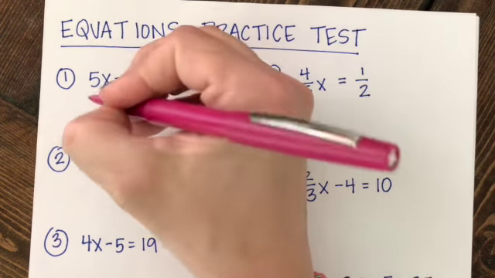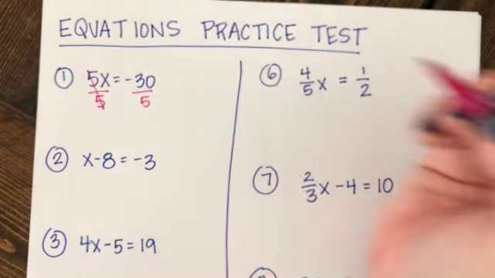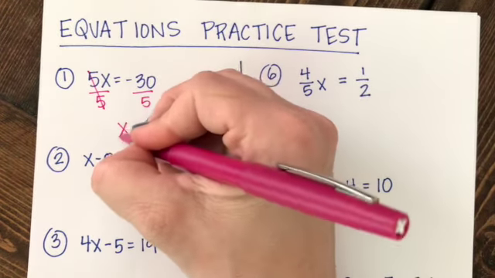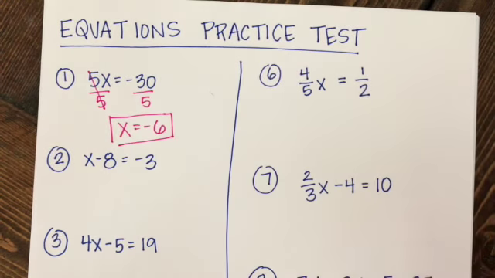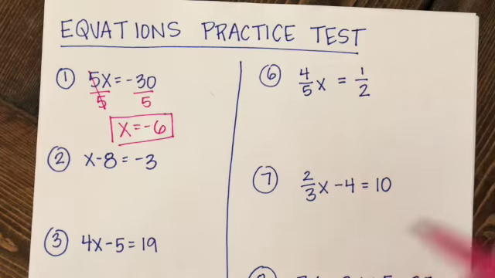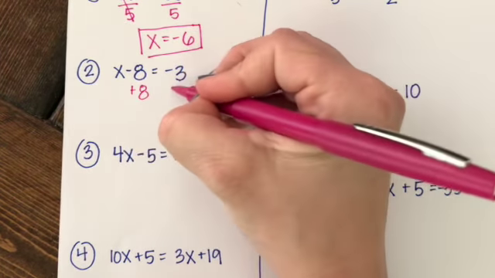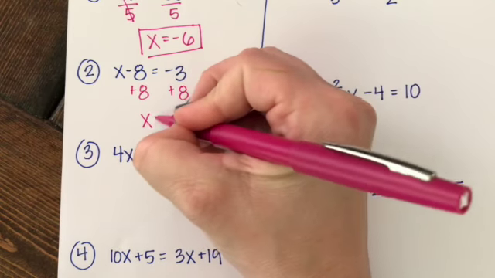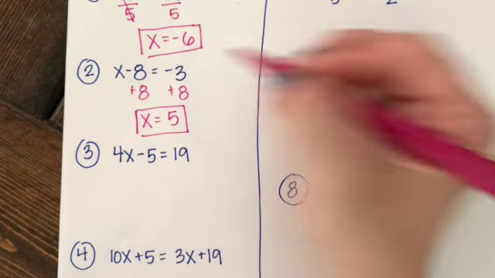So number 1 was a one-step equation, right? The way to undo multiplying by 5 is to divide by 5. Negative 30 divided by 5 is negative 6. Okay, number 2 is a one-step equation. The opposite of subtracting 8 is adding 8. So x equals 5. 5 minus 8 is negative 3.